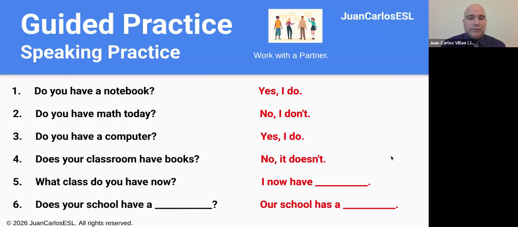So these 6 questions, do you have a notebook? And you can respond yes or no. But here I purposely put a response. Yes, I do. Obviously, if you don't have a notebook, you can respond, no, I don't. But just be as authentic as possible. Here's the purpose: to practice real life questions with real life responses.